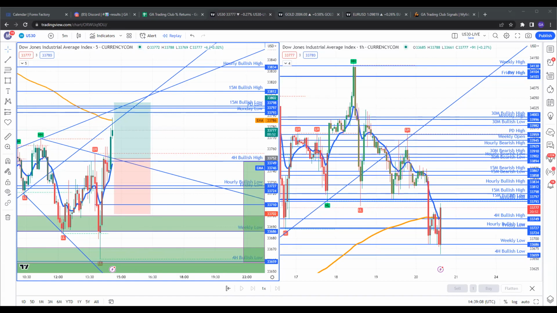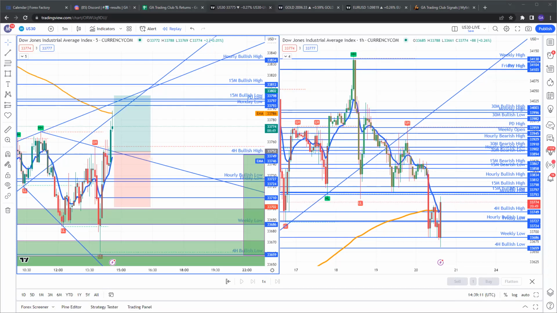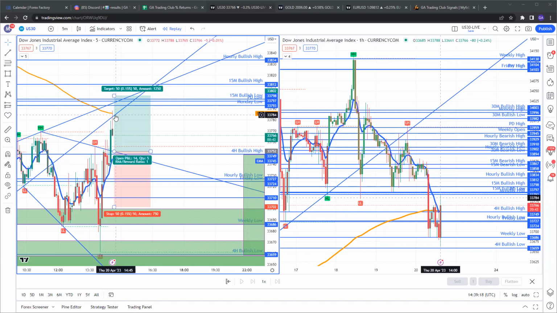Trying to do this on this account. Where's my US30 chart? Okay. Yeah, so you see how I was saying, in any case, I would have taken a short to ride price back down.